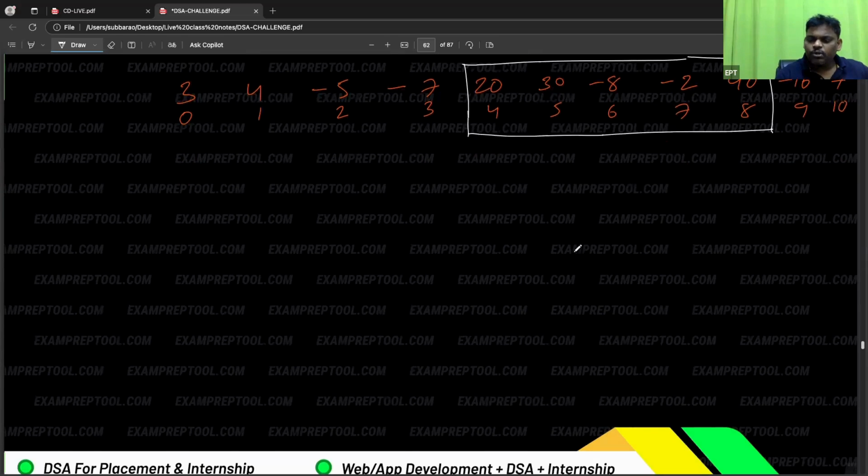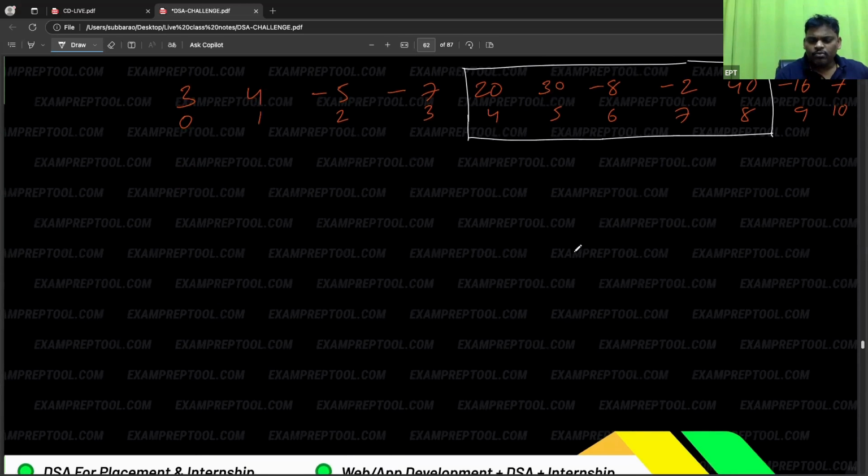So to solve this problem, very simple. One scan only. To solve this problem, I will take two variables. The first one is going to be every time sum.